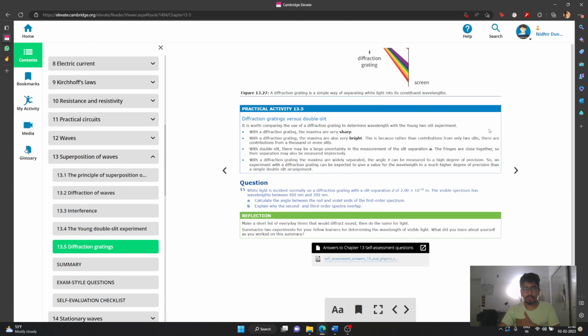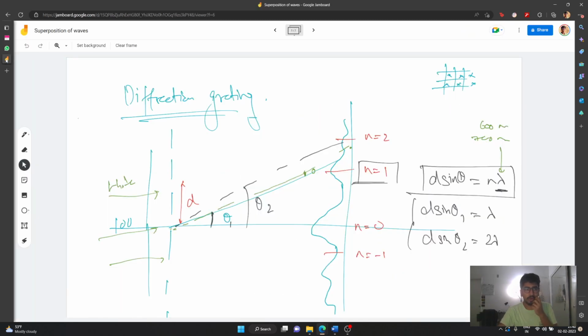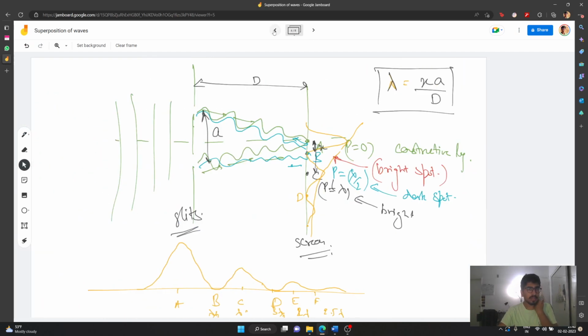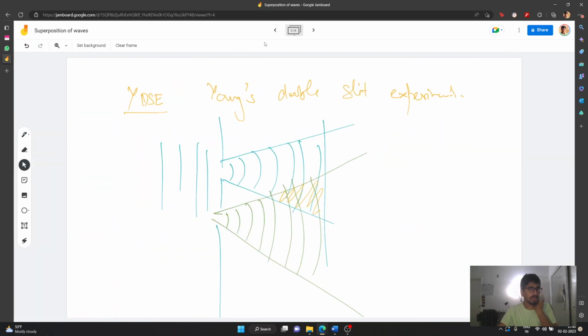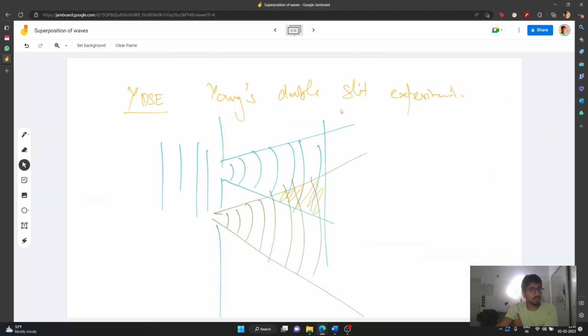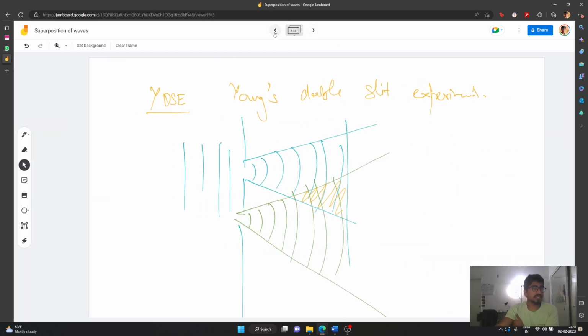Okay, so that's mainly what I wanted to talk about here. Again, the main concepts here are diffraction grating, interference, YDSE. Interference means specifically constructive and destructive interference, being in phase, out of phase. What does it mean for two waves to be coherent? The path difference, and that we used in YDSE.